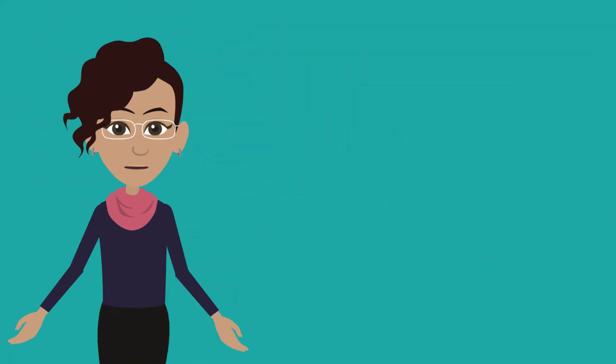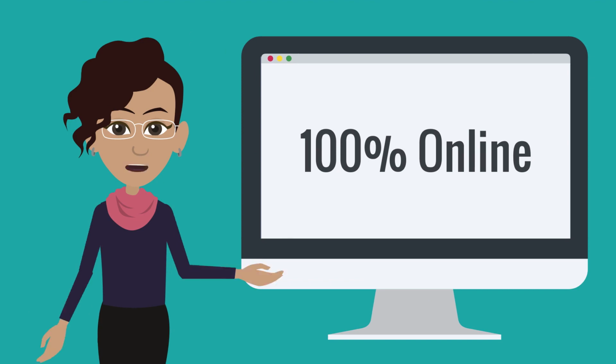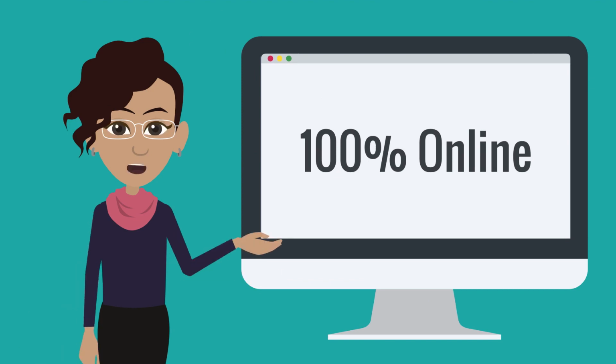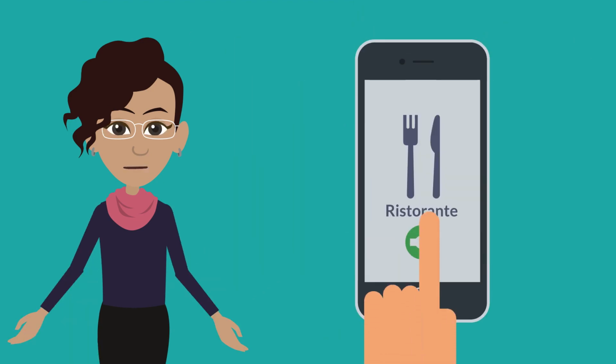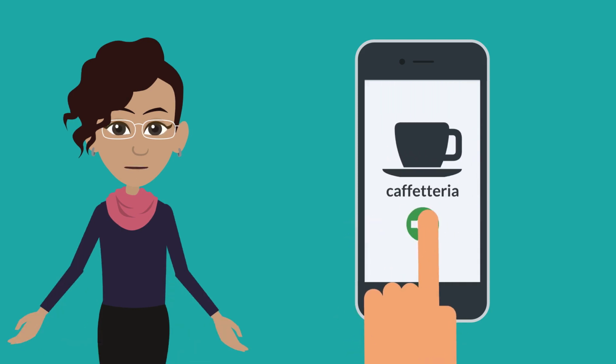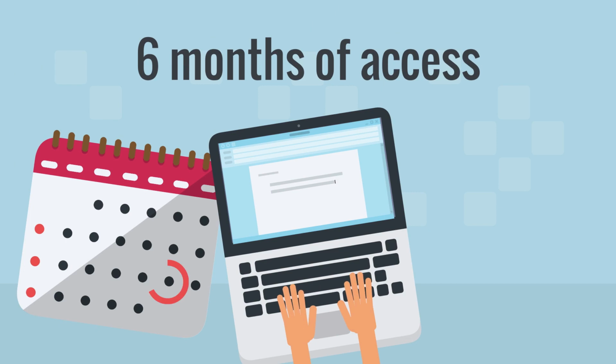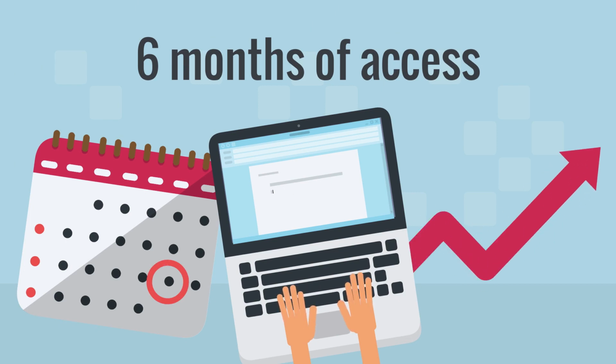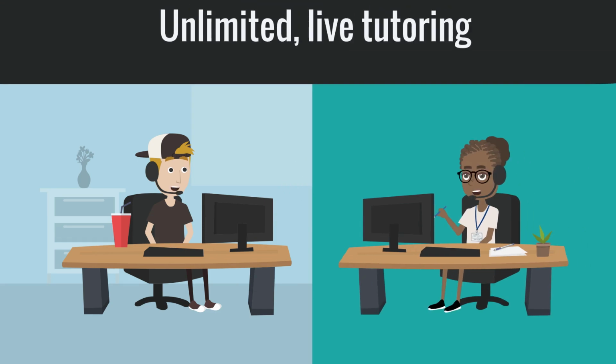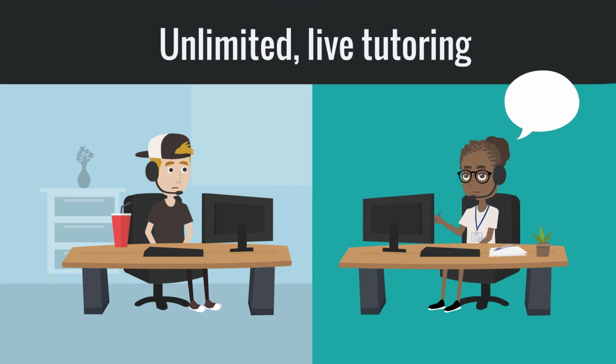Rosetta Stone Catalyst is all online, which means you can access your lessons from wherever you are, whenever you want, using your phone, tablet, or computer. You'll have access to your lessons for 6 months. Over that time, you'll track your progress and measure your improvement. Plus, with Rosetta Stone, you'll get access to unlimited live tutoring sessions, available day and night, that are designed to help you practice, improve, and gain confidence.